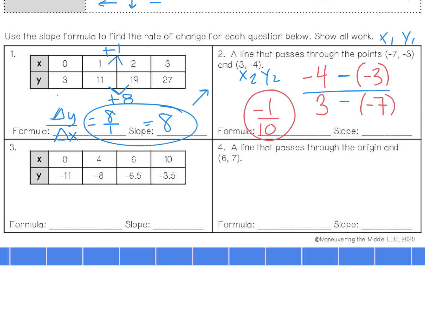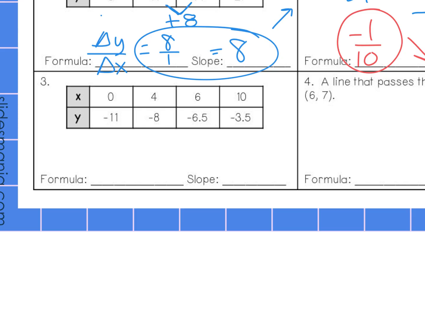What is the direction of this line? Down. So when you look at this, you can do a couple of things. If you like the change in y over change in x, how do we go from negative 11 to negative 8? Plus 3. How do we go from 0 to 4? Plus 4. Notice I didn't mess with the decimals. I don't want to. If you wanted to, you could.